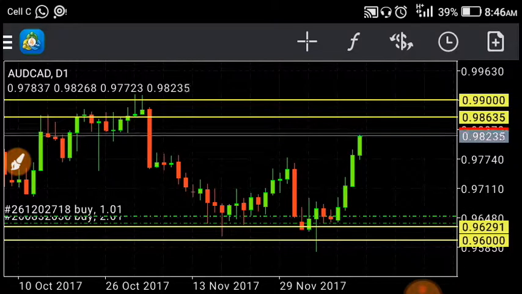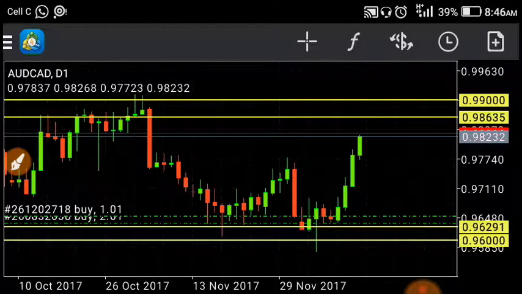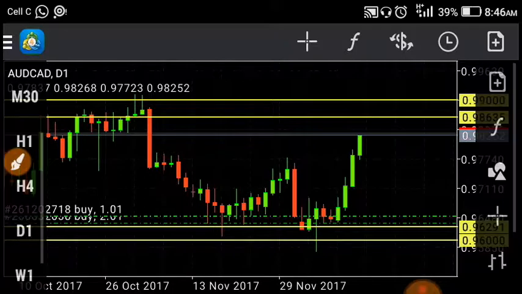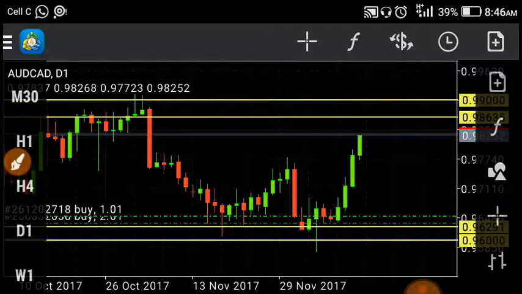I just wanted to give you guys a quick update on our Audcad signal that was posted about 3 weeks ago. Currently we are running at 180 pips, which is looking very good for us because now it shows you how effectively the strategy can work for anybody that applies it accordingly.